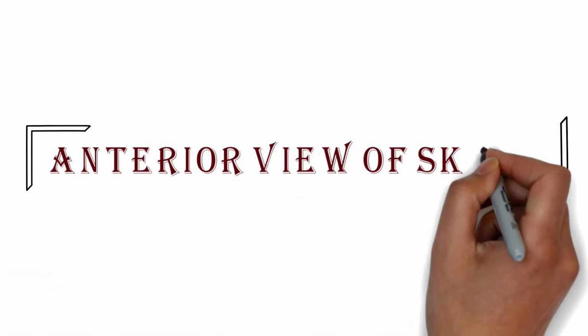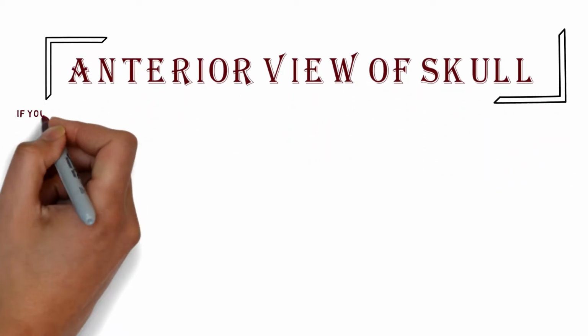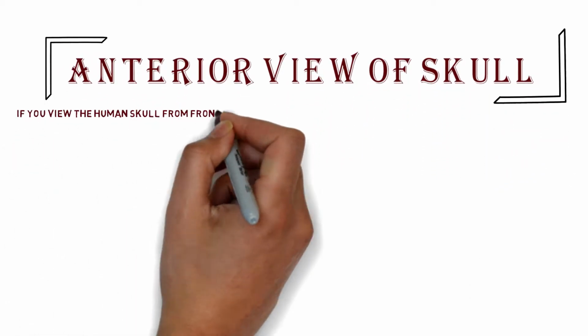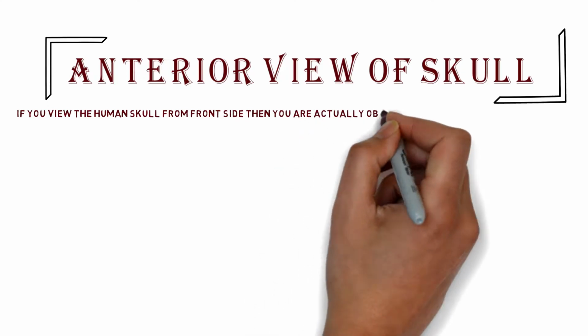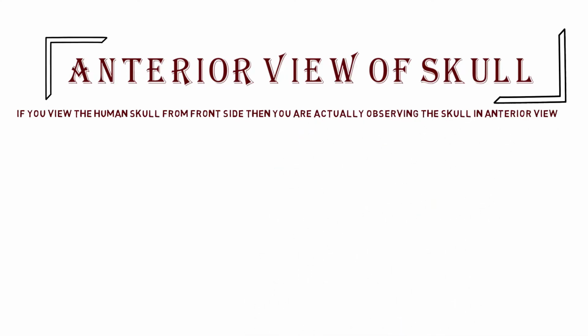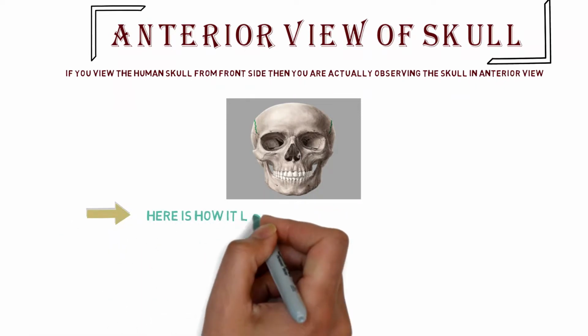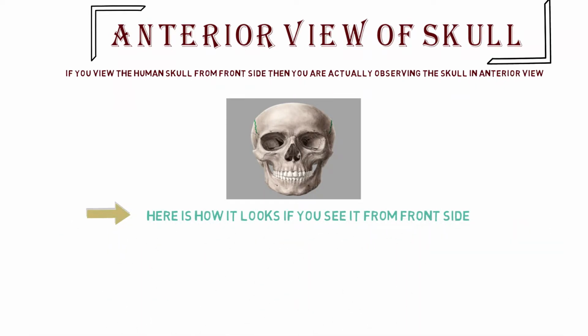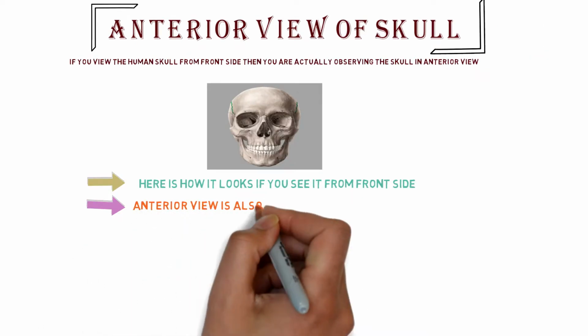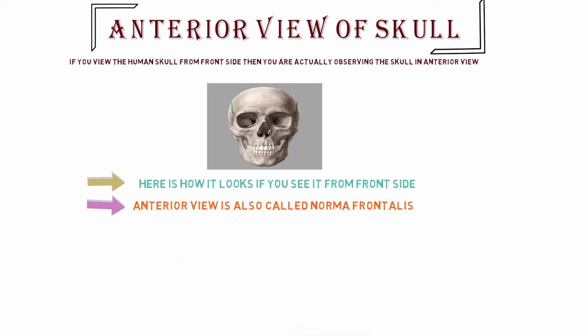Anterior view of skull. If you view the human skull from the front side, then you are actually observing the skull in anterior view. Here is how it looks if you see it from the front side. Anterior view is also called norma frontalis.